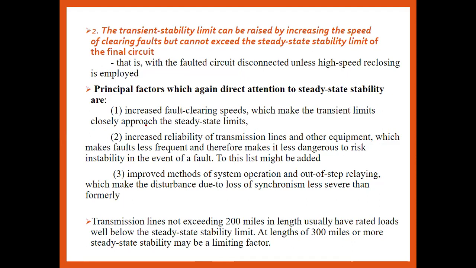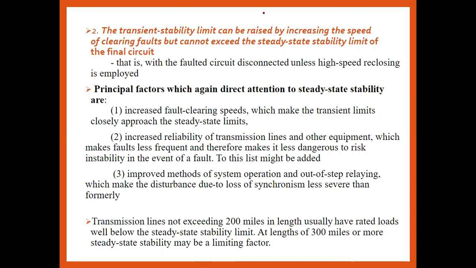By increasing the fault clearing speed whenever a fault occurs, but not in the case of the steady state stability limit, because the duration of the fault is less in terms of the steady state as compared to the transient one. Thus, the different factors which directly improve the steady state stability are: number one, increase the fault clearing speed, which makes the transient limit closely approach the steady state limit.